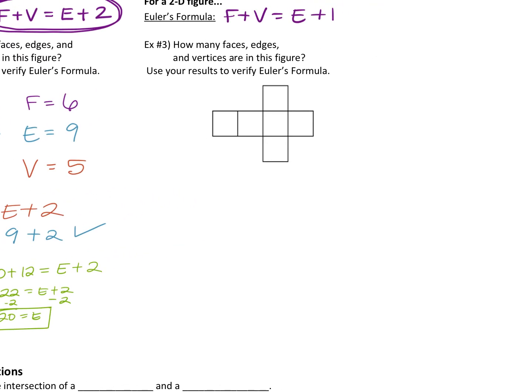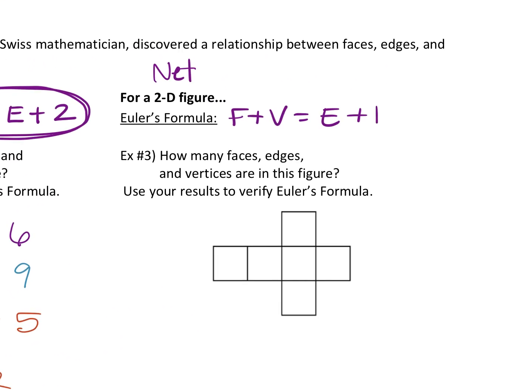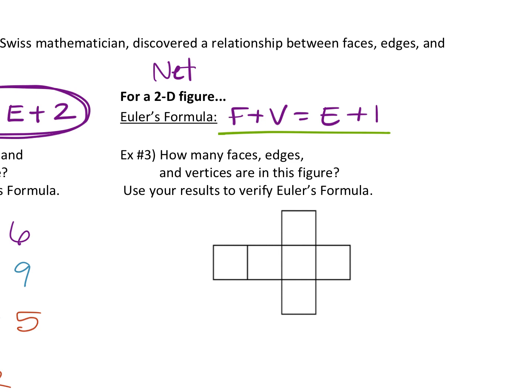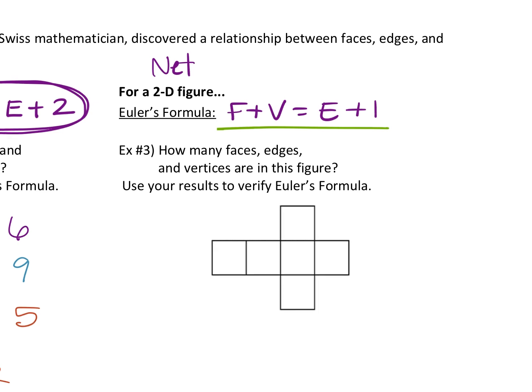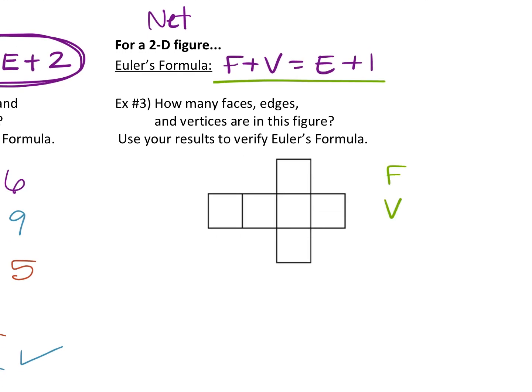Okay, last thing. Euler's formula for a 2D looks like this. So how many faces, edges, and vertices are there? Use that to verify that it works in Euler's formula. So now look at this. This is a net for what shape? A cube, okay? A net for a cube. So faces and vertices and edges, we need to know how many there are. How many faces are there? 1, 2, 3, 4, 5, 6. Okay, so 6 faces.